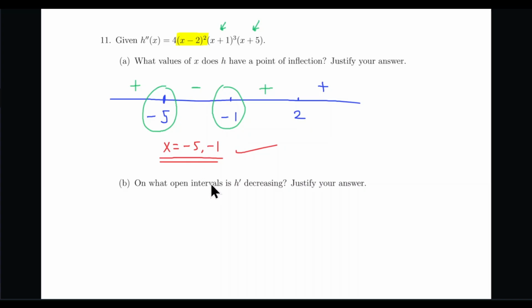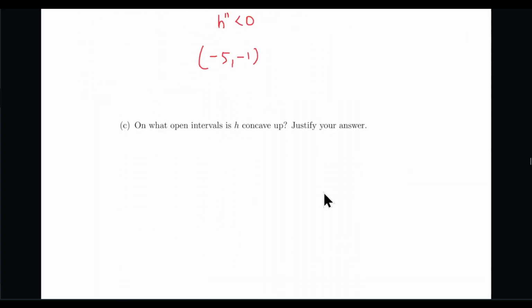Then they're asking on what open interval is h prime increasing. H prime is decreasing wherever its immediate next derivative is negative. And this is indeed the sign chart of h double prime. Where is it negative? Here, and only here. So the answer is -5 to -1. That's where h double prime is negative, so h prime is decreasing.